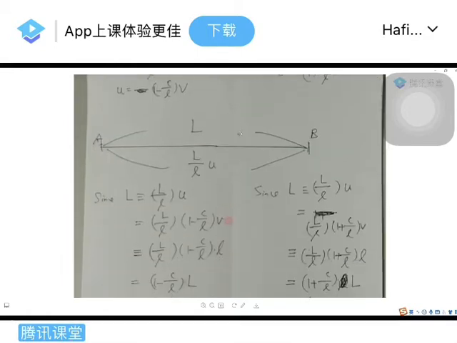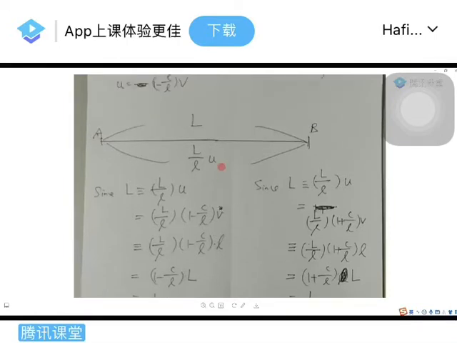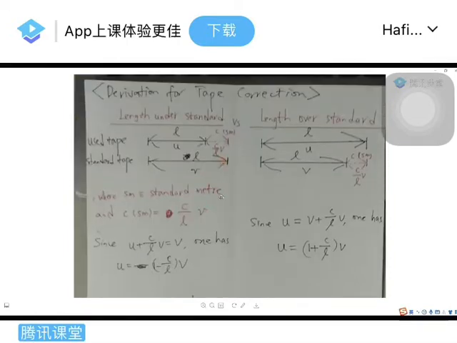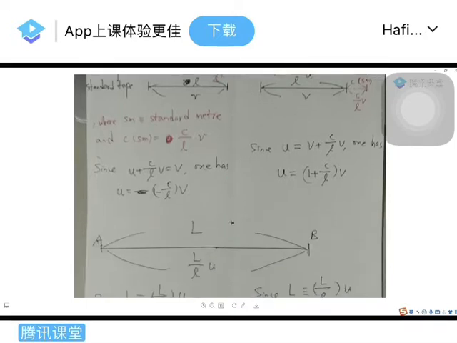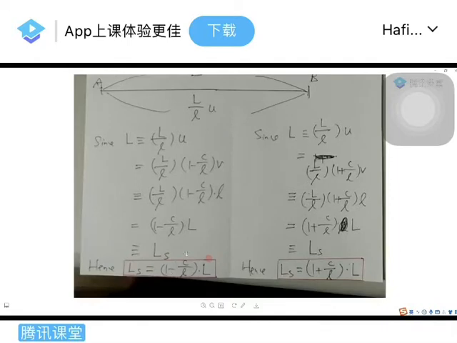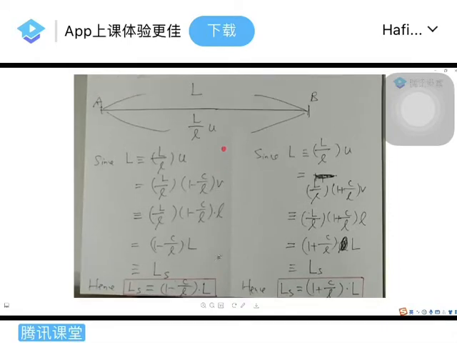LS will be the readings on this tape. Of course, you won't get this reading on your tape directly, because the maximum length of a standard tape is only this L. But you keep on measuring this one head to tail, record all of them, and eventually you add it up. You'll get this number LS. So LS is your final number.